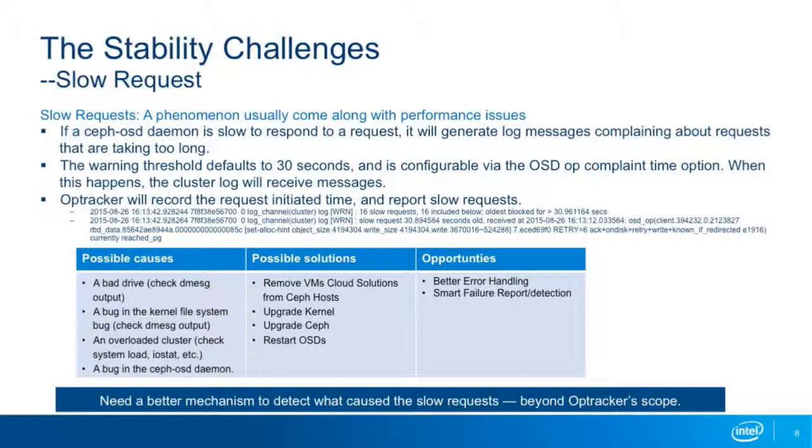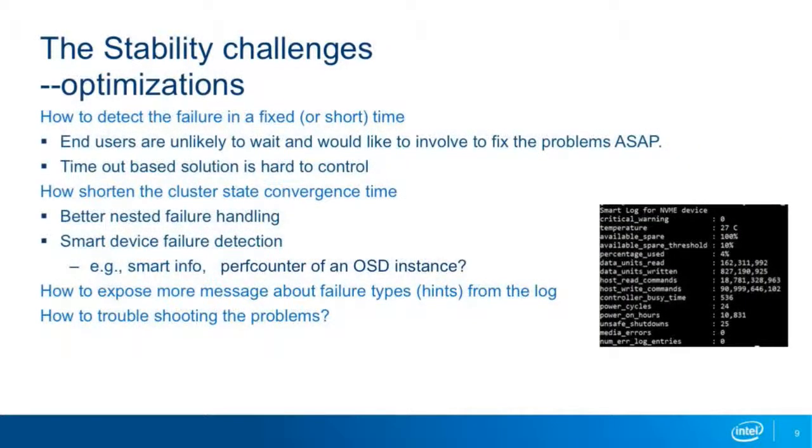So it looks like we need a better mechanism to detect what caused the slow request. But this is kind of beyond the OP tracker's scope. Slow request is only a phenomenon: the OP tracker will track each request, and if it exceeds the timeout value, it will dump a slow request message. So it turns out that some other things can do a better job in this case.